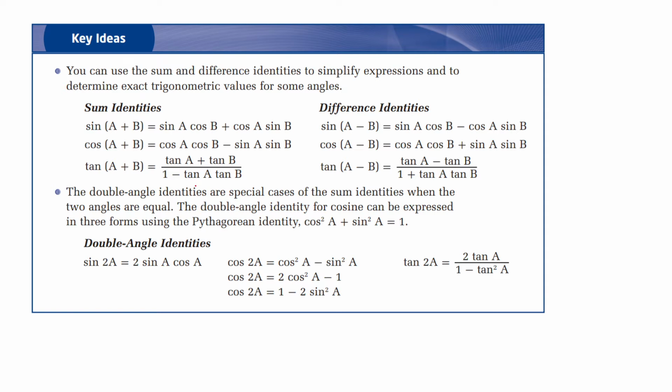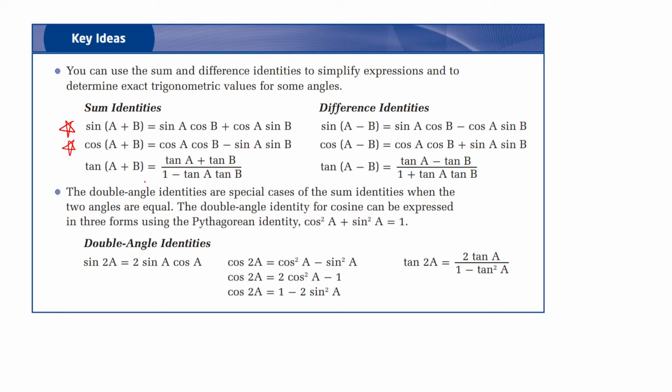Here there are sum and difference identities to simplify expressions and to determine extra trig values of some angles. The trig sum identity is: sine of A plus B equals sine A cosine B plus cosine A sine B. And cosine of A plus B is equal to cosine A cosine B minus sine A sine B. These two are very important. I hope you can memorize them. The teacher may give you the table, but it's good to memorize it.